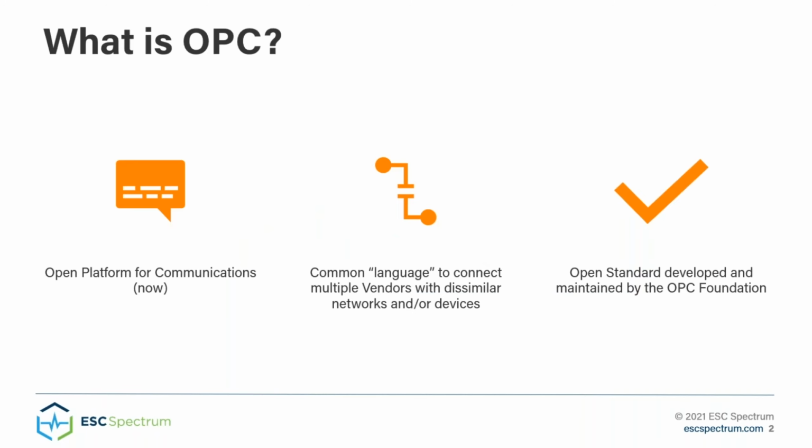Okay, so I like to start with acronyms when it comes to learning new stuff because there's so many acronyms out there. We need to know what they mean. And so what is OPC? Open Platform for Communications. It's a common language to connect vendors with different networks and or devices. And it's an open standard developed and maintained by the OPC Foundation. You're going to constantly get updates for this kind of thing, or you can stay in constant communication with the OPC Foundation and whatever software they have, and keep that software up to date.